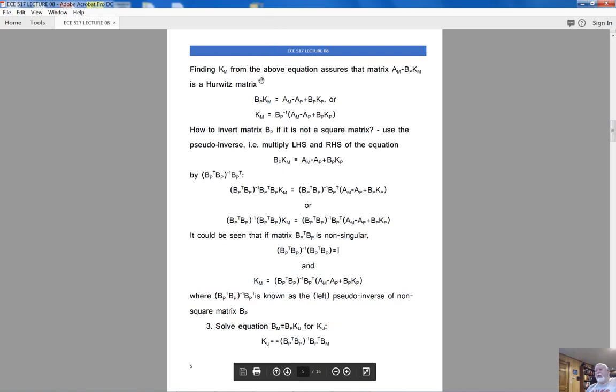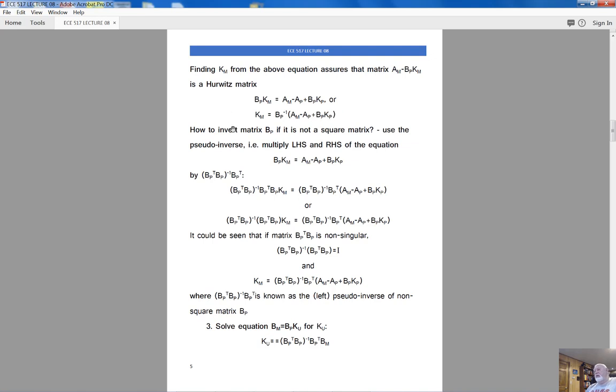How to find matrix KM? It's very clear, it's very easy to write that BP times KM is equal to this. And then we can say that KM is equal to BP to the power of minus 1 times this result, this sum.